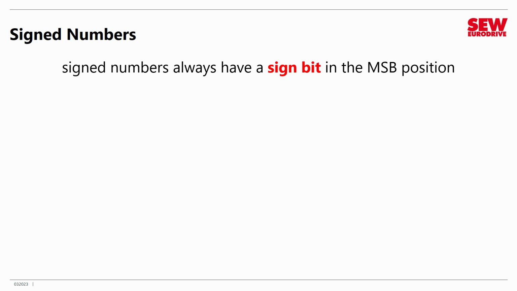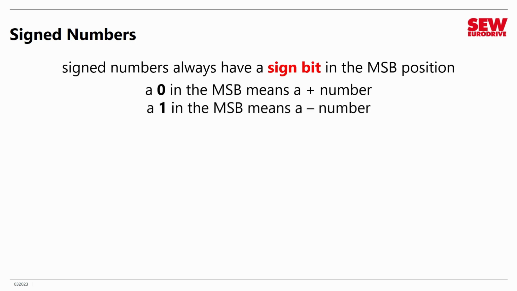All signed numbers have what is called a sign bit in the most significant bit position. It's an extra bit we put in there to indicate positive or negative. So it's at the top of the number on the left side. If there's a 0 in the MSB position, it means it's positive. And if there's a 1 there, it means it's negative.